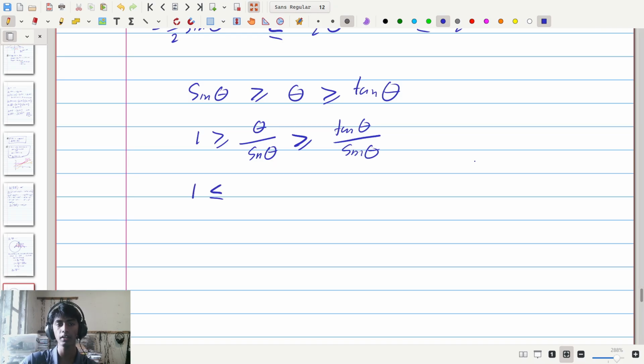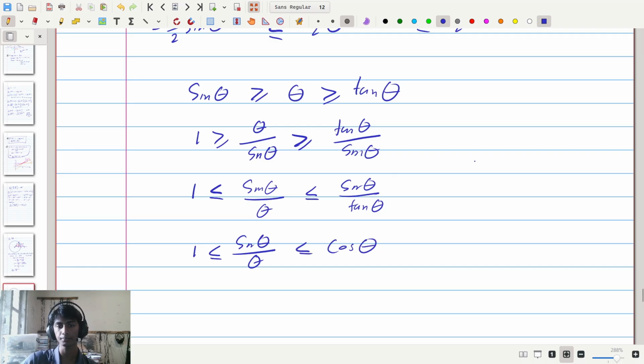So here we have 1 is less than or equal to sine theta divided by theta, which itself is less than or equal to sine theta divided by tan theta. Sine theta divided by tan theta is cosine of theta. So what we have here is that 1 is less than or equal to sine theta divided by theta, which itself is less than or equal to cosine of theta.